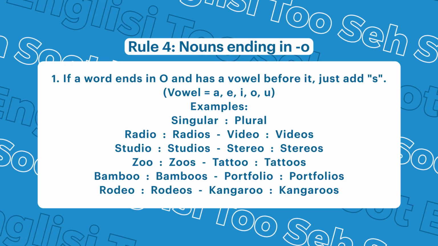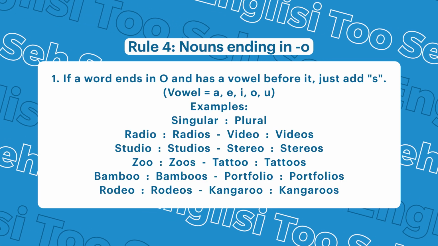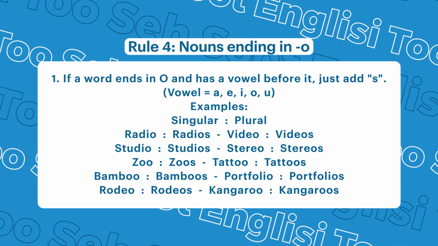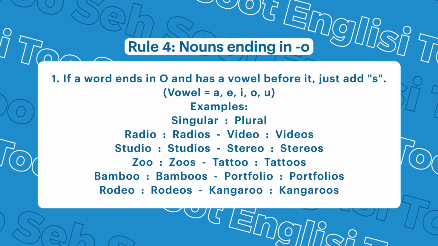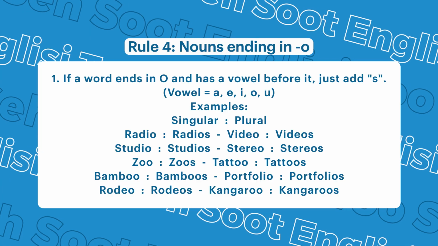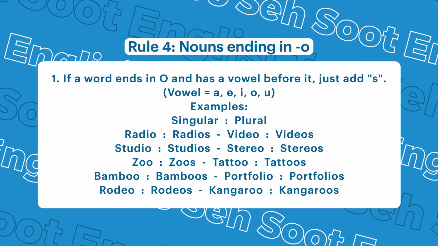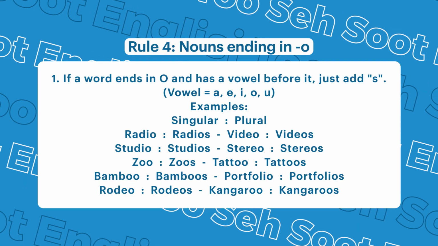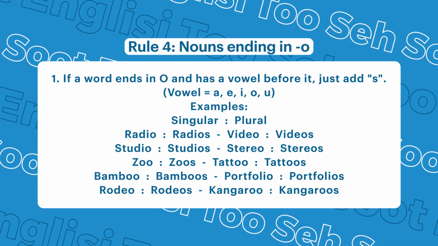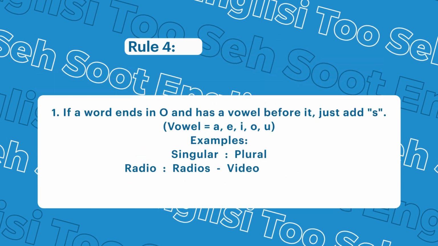Rule number 4. Nouns ending in o. First of all, if a word ends in o and has a vowel before it, just add s. Vowels are a, e, i, o, u. For example, radio becomes radios, video videos, studio studios, stereo stereos, zoo zoos, tattoo tattoos, bamboo bamboos, portfolio portfolios, rodeo rodeos, kangaroo kangaroos. These are regular, so just add s.